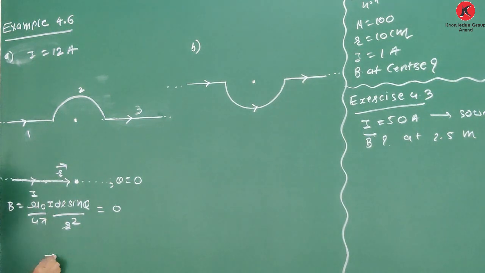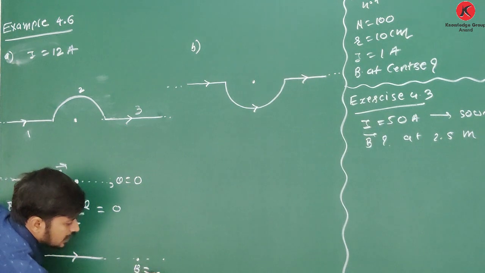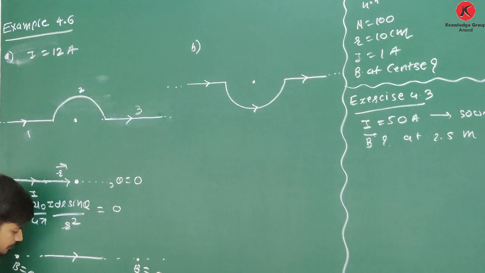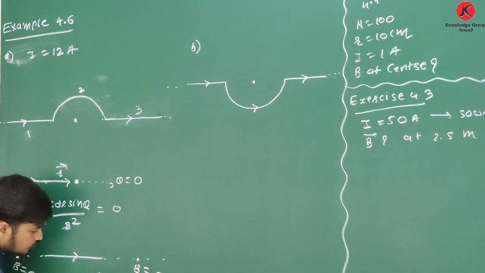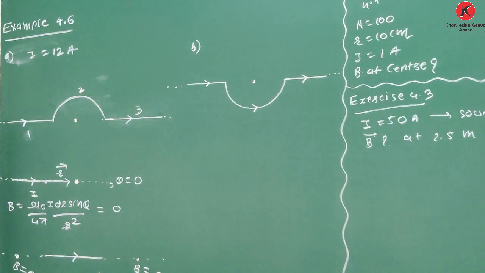If current is flowing in a wire, then on the axis, at each and every point, the magnetic field is 0. At this point also, the angle becomes 180, so it is 0. So on the axis of the wire, magnetic field B is equal to 0. Clear about this? This point you have to remember.